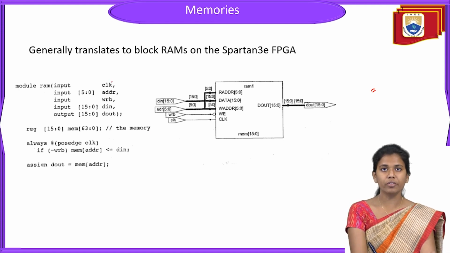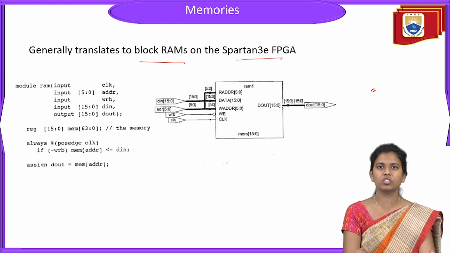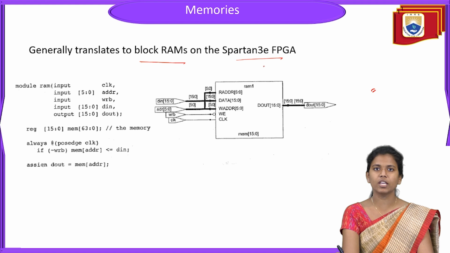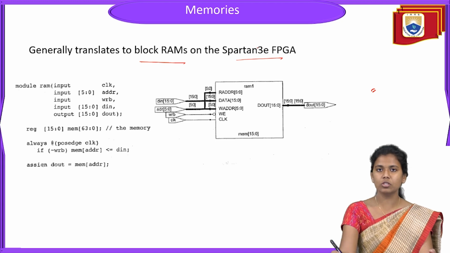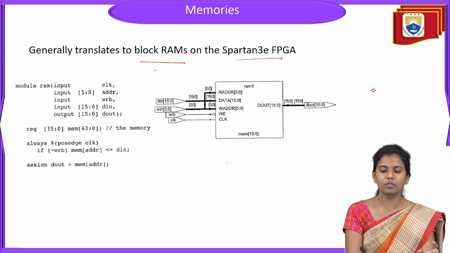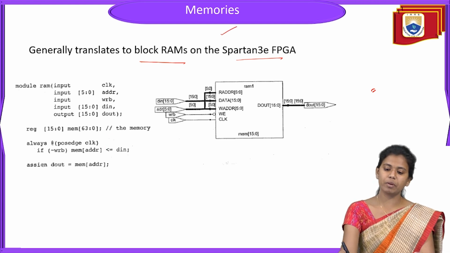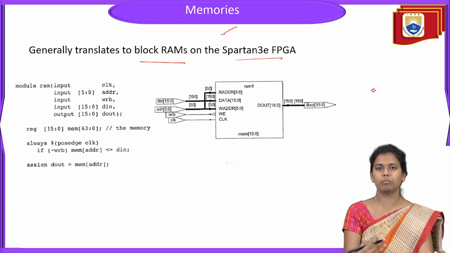So here the synthesizer translates to block RAMs on a Spartan 3 FPGA. This Spartan 3 FPGA is nothing but a software, it's a backend. For the backend process, mostly we'll be using the Spartan 3 FPGA, field programmable gate arrays. In order to translate to block RAMs, usually we'll be using this. So here we will see in terms of memories also how a program can be developed.